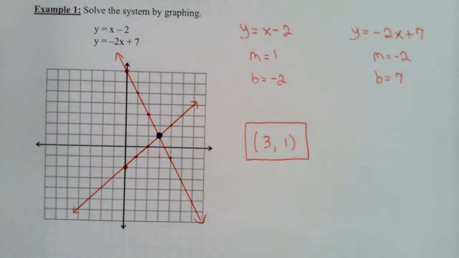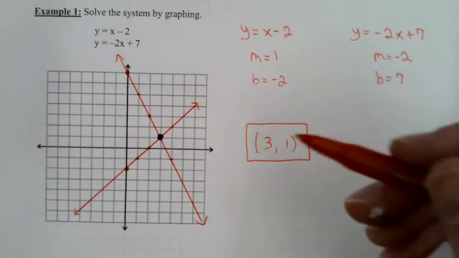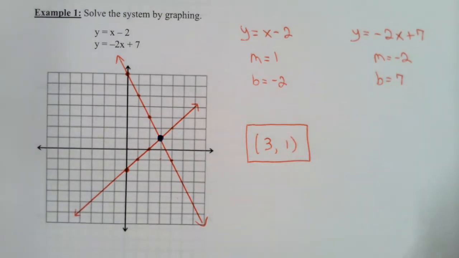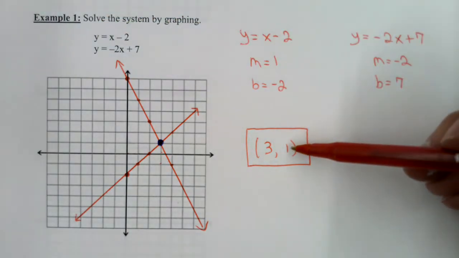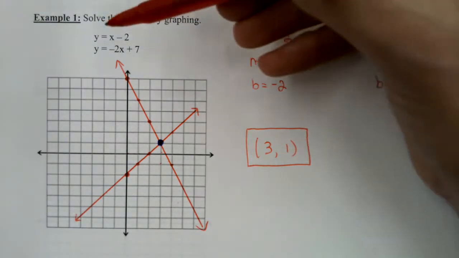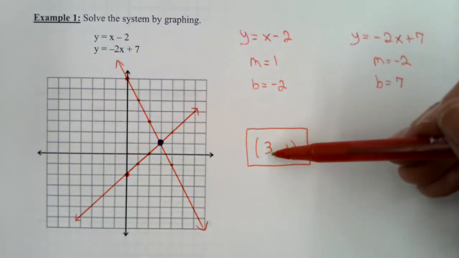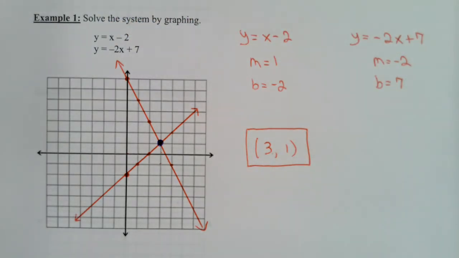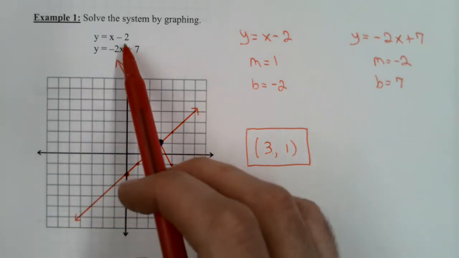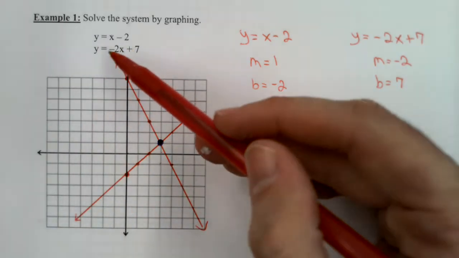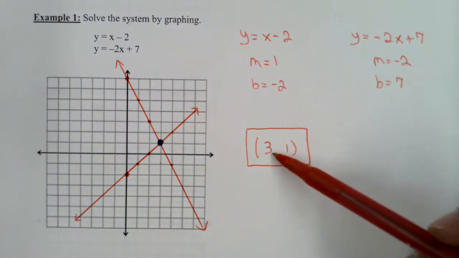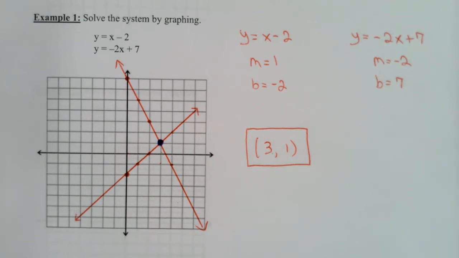Now if you want to check over your answer, all you have to do is substitute these back into the original equations. Let's go to the top one. Y is 1. Does 1 equal x minus 2? Does 1 equal 3 minus 2? Yes. The bottom equation, y is 1. Is that equal to negative 2 times x plus 7? Negative 2 times 3 is negative 6, plus 7 is 1. Good, it works.